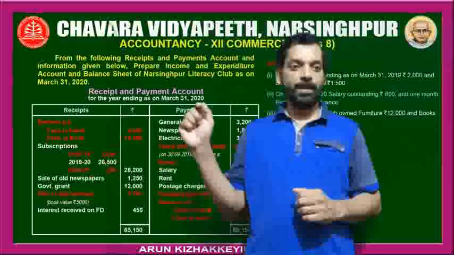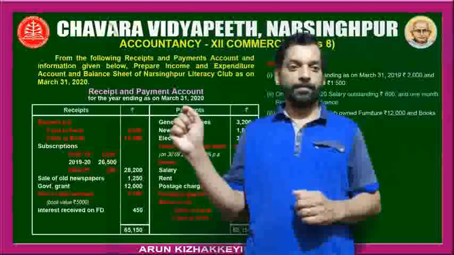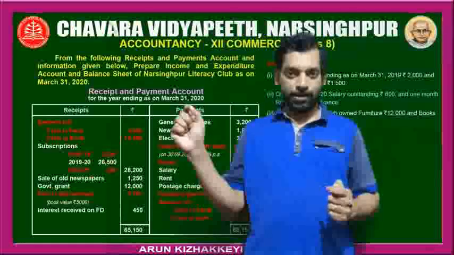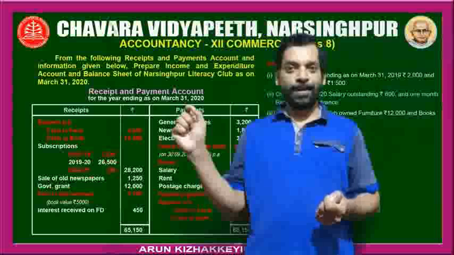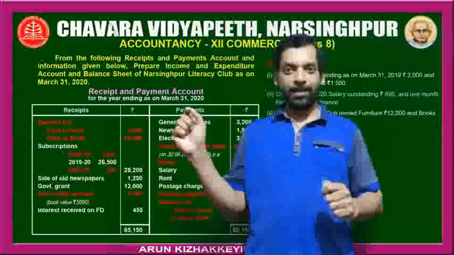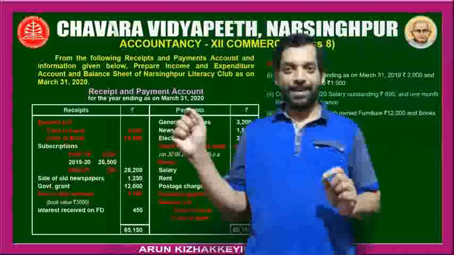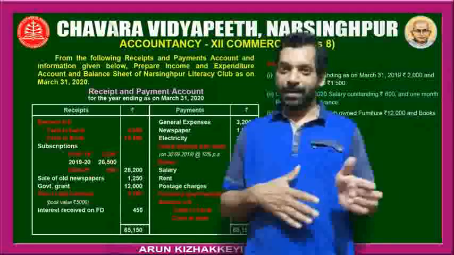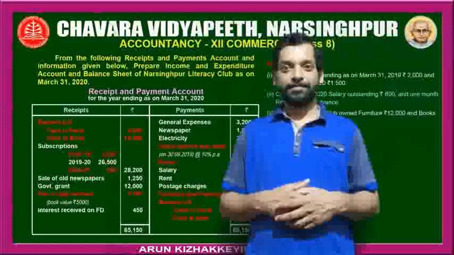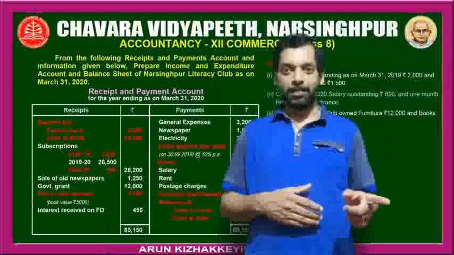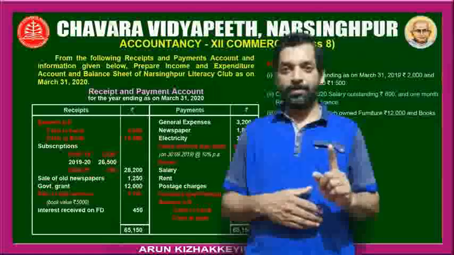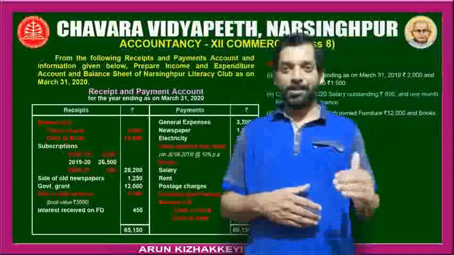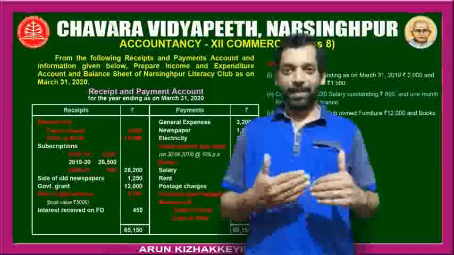See here it is given, receipts and payment account. We already discussed that for preparing profit and loss account, what is the base? Trial balance. But for preparing income and expenditure account, what is the base? Receipts and payment account. So, see receipt and payment account. What is the nature of receipt and payment account? It is a real account. You can see all the cash receipts and payments.